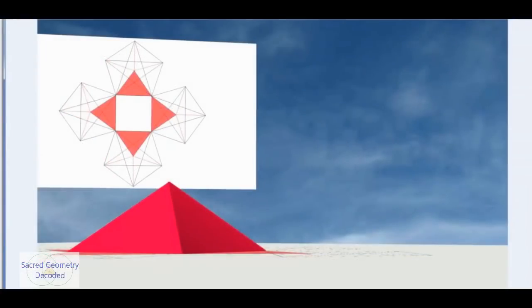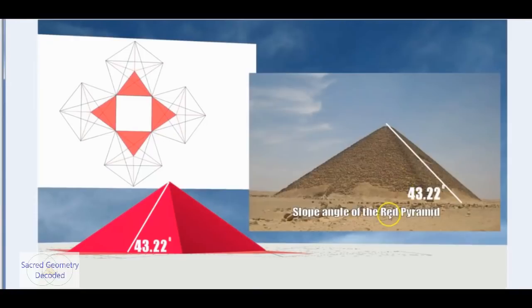So as we've seen, if we create a square surrounded by these pentagrams, pentagons, and we fold this section up, this is the shape that we get. Now that angle is 43.22 degrees. For example, the slope angle of the red pyramid is 43.22 degrees. If you do a Wikipedia search, which unfortunately tends to be the standard, you'll find that it varies slightly, but there are several sources. I'll put a link in the description, more professional sites, let's call them, that have the slope angle of the red pyramid at 43.22 degrees.